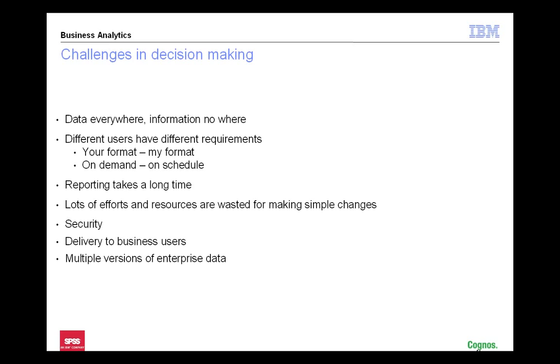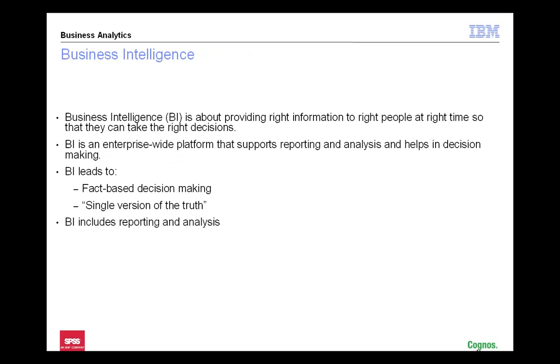Business users can always access it and draw reports on it. Okay. Now we'll move to the next slide, which talks about business intelligence. So business intelligence is generally about providing the right information to the right people at the right time, so that they can take the right decisions. That is the core principle in business intelligence. The next thing is it is an enterprise-wide platform that supports reporting and analysis. Not only reporting and analysis, there is something called dashboarding too. This is an enterprise-wide platform in which you can do your reporting, analysis, and dashboarding together, which will eventually help in decision making.